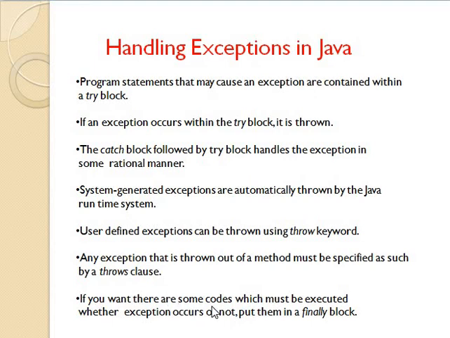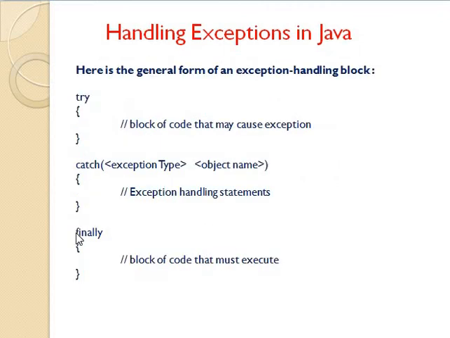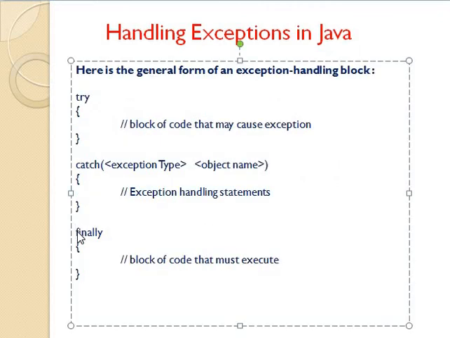If you want, there are some codes which must be executed whether an exception occurs or not. Put them in a finally block. That is this block. Let me highlight it. So the statements inside this finally block shall get executed irrespective of whether the statements inside the try block have encountered an error or not. So whether the program executes successfully or not, the statements inside the finally block are bound to get executed.